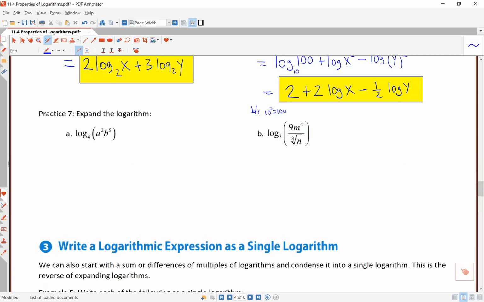Now that you've had a chance to work these out, I'll work these out with you. Log of a product. We split this up as the sum of the 2 logs. Log base 4 of a squared plus the log base 4 of b to the 5th. Now we take the exponents down in front. 2 log base 4 of a plus 5 log base 4 of b.